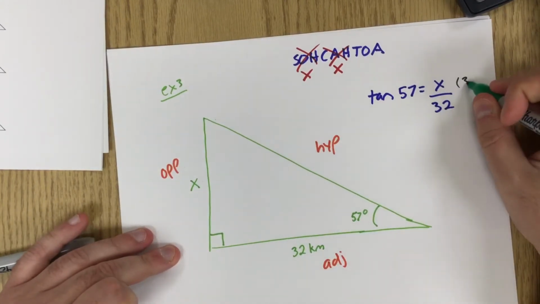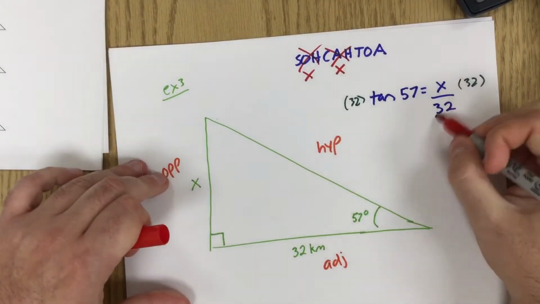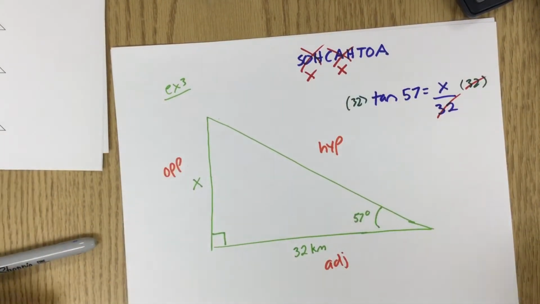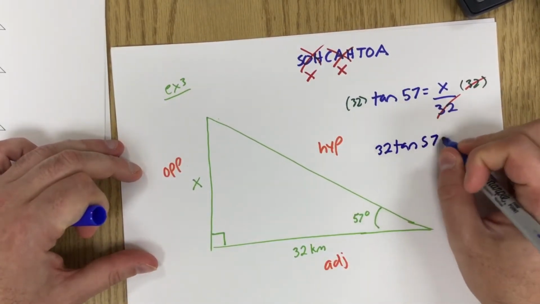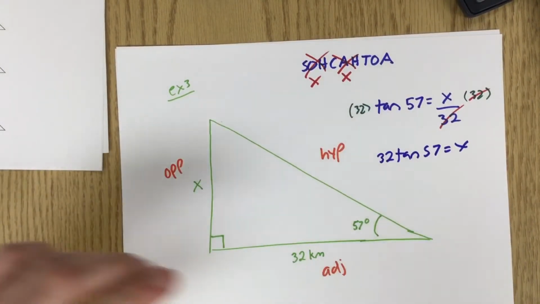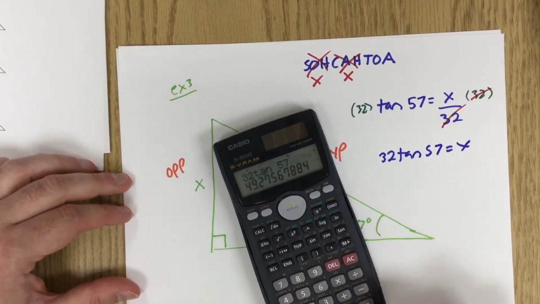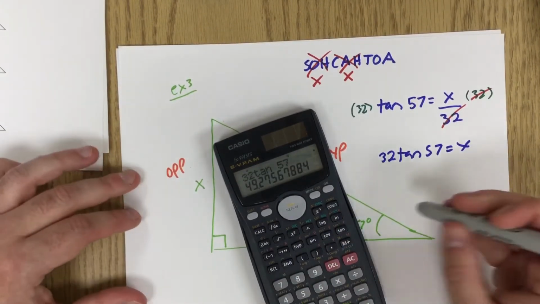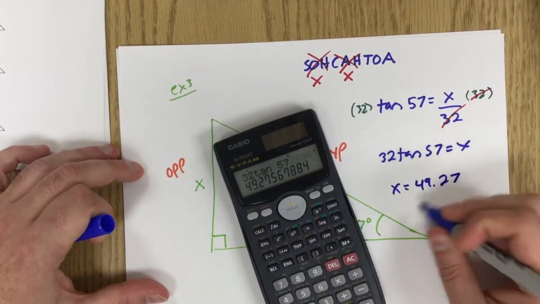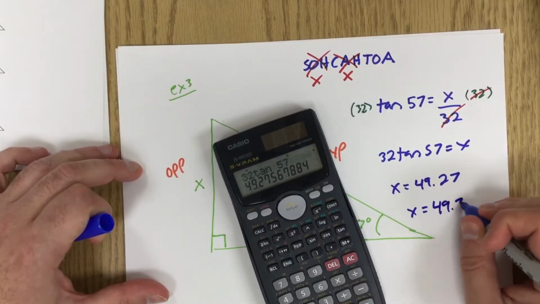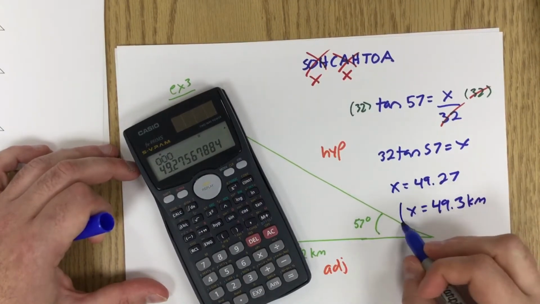Multiply both sides by 32. And then chunk chunk. So 32 tan 57 equals x. 32 tan 57. So that's going to be x is 49.27, which I'm going to write as 49.3, and the units are kilometers. Units don't really make much of a difference.